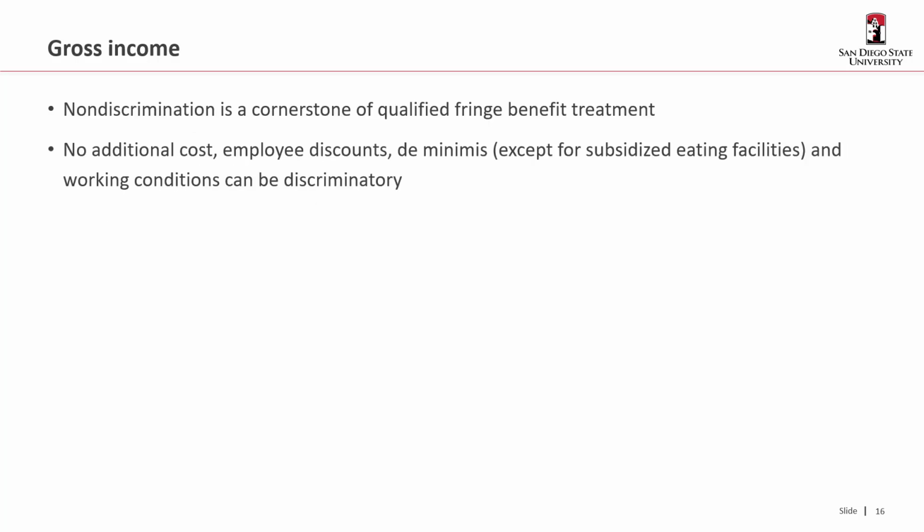So generally speaking, non-discrimination is a cornerstone of all these qualified fringe benefits. So what that means is you have to offer them in a non-discriminatory way to all your employees. However, no additional costs. So the airline seats, employee discounts, de minimis, except for subsidized eating facilities and working condition fringes. These can actually all be discriminatory. So you can give those, for example, only to a certain segment of your employees, and they still remain a qualified fringe benefit.